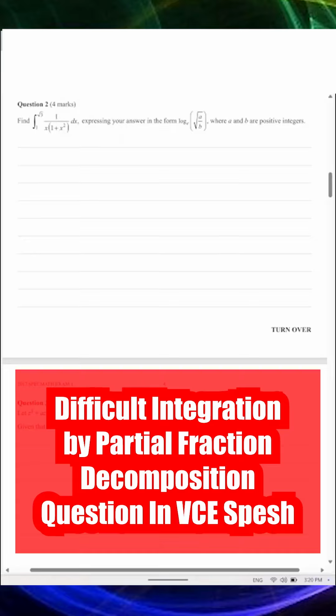So today we're going to be finding this integral, and we're going to be putting it in the form of ln of the square root of a over b, where a and b are positive integers. Now in this case, we need to think about the integration technique we're going to use.